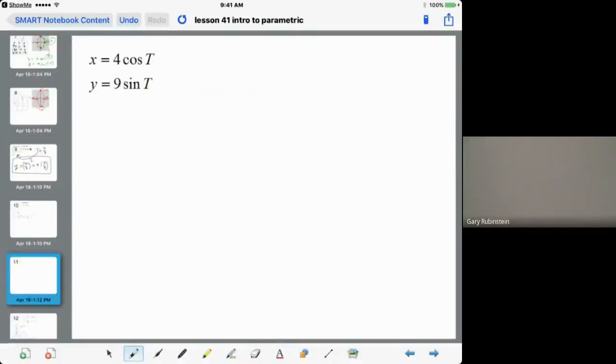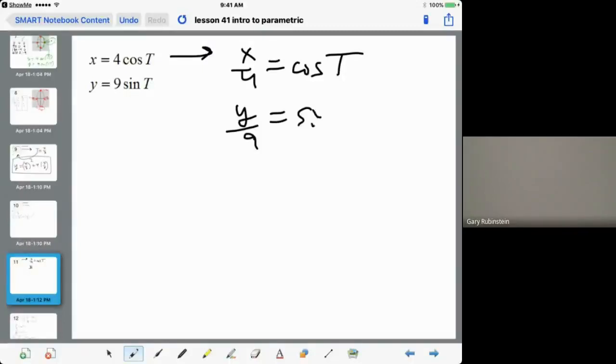Now, we know this becomes an ellipse because we saw it graphed. But this one's really hard to eliminate the parameter because you can't cosine inverse both sides. So there's a sneaky trick for eliminating the parameter. The sneaky trick is to first divide both sides of this equation by 4 and both sides of this equation by 9. And then to square both sides.